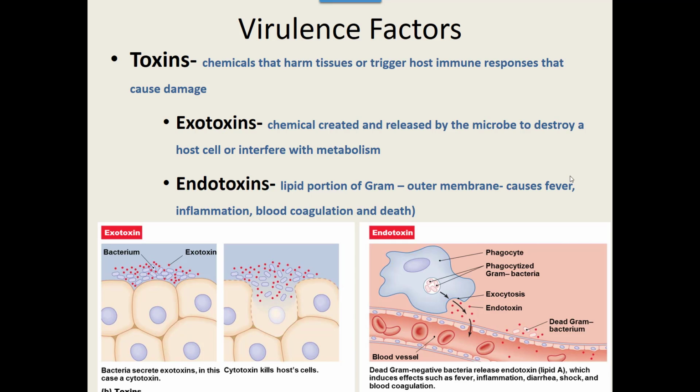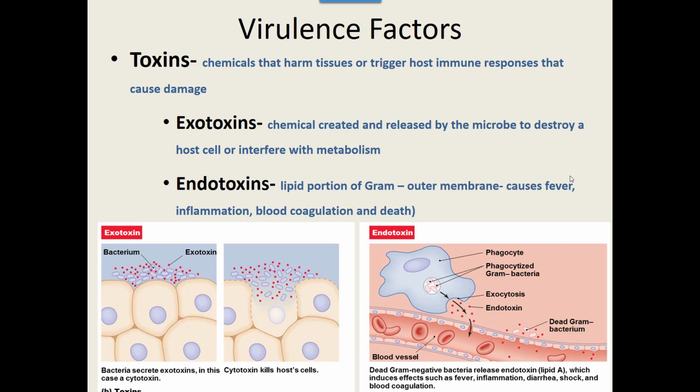Exo means out. These are chemicals that are secreted by a microbe, sent out, and it's generally to destroy a cell or somehow cause some type of damage. An endotoxin. These are those toxins that are made within the microbe, specifically gram-negatives in their outer membrane. And it can cause fever, inflammation, blood clotting, and even death. But it's maintained inside of their outer membrane.